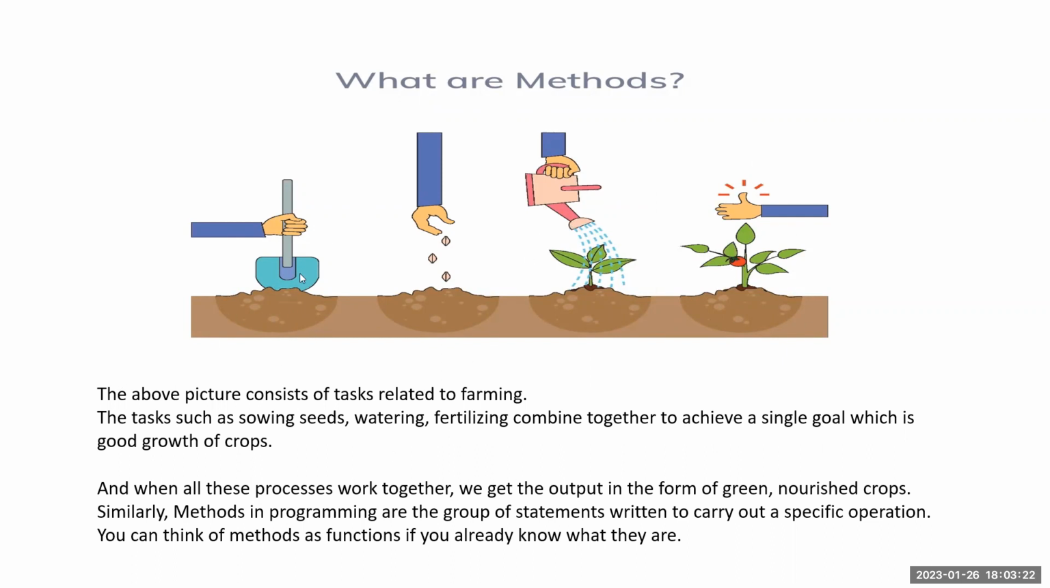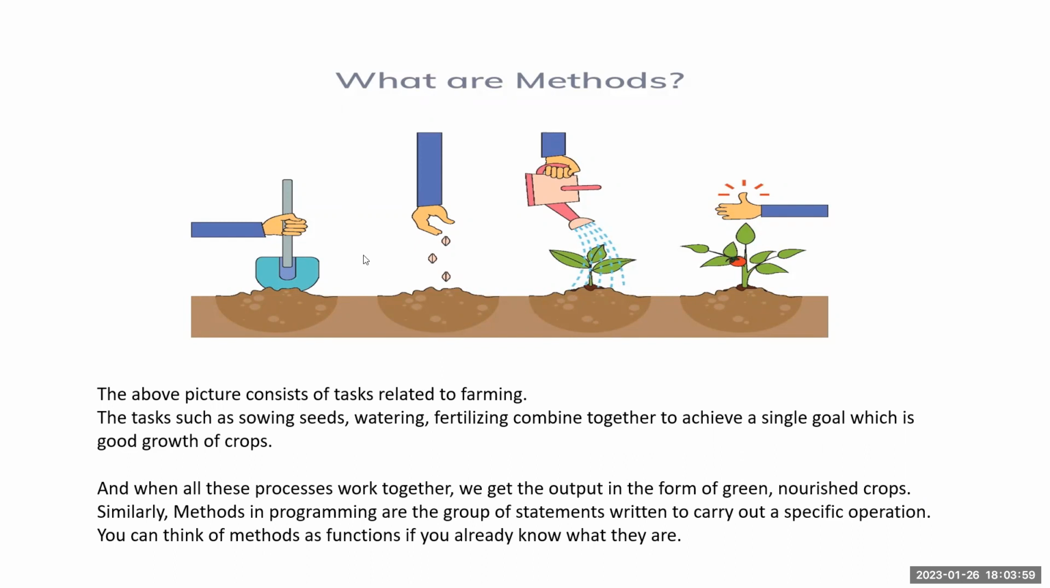Okay, so these are things which help you to provide output, but each has its own individual steps to execute something. So these things are considered methods, which carry out a very specific operation. But at the end of the day, all these things combined will give a very good output that you can use for the next step.